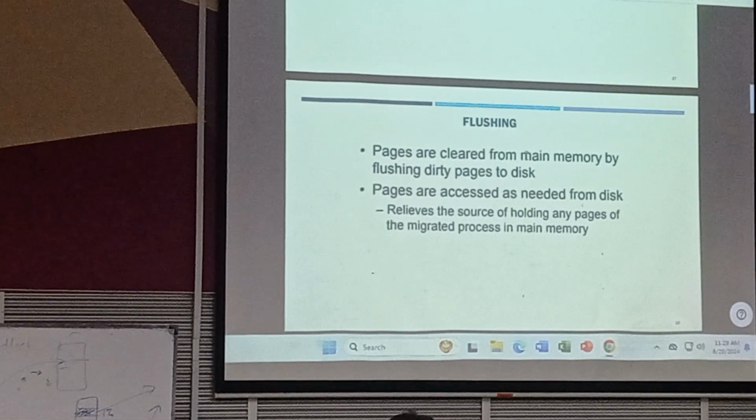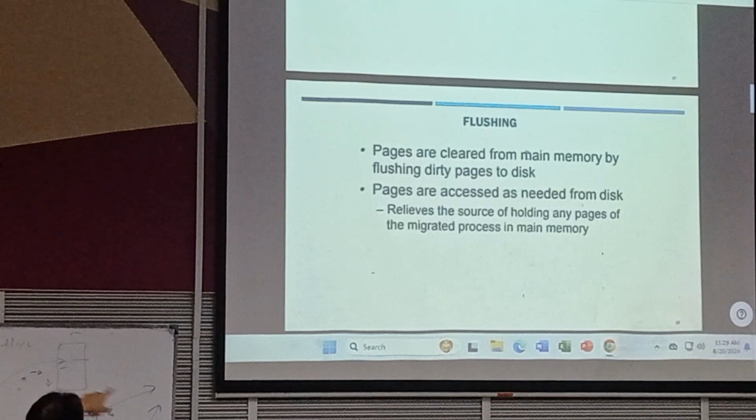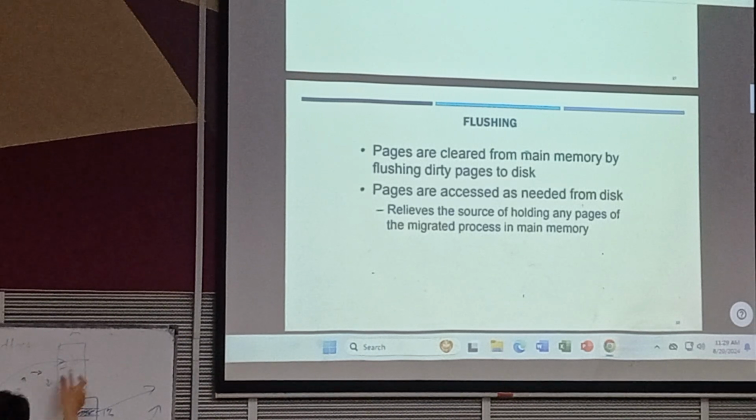So you can use flushing to hold the migrated process temporarily in the storage, and because all the computers can access this storage anywhere in the world, it can actually load it back into the memory of this machine rather than that machine, and it will be running there.